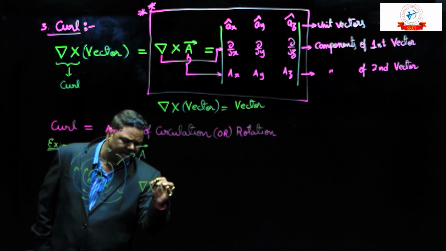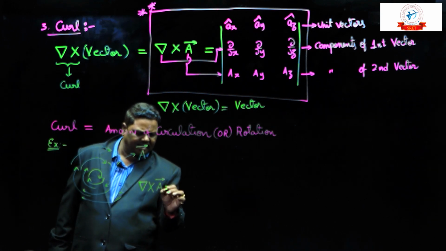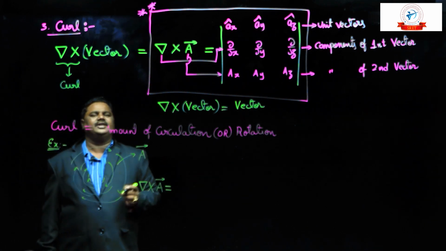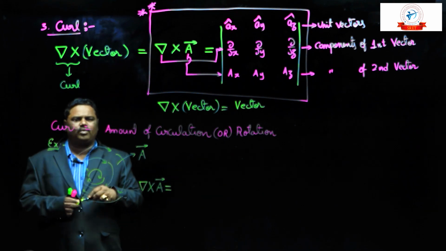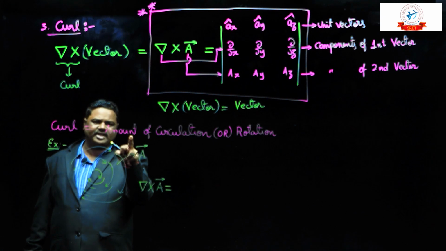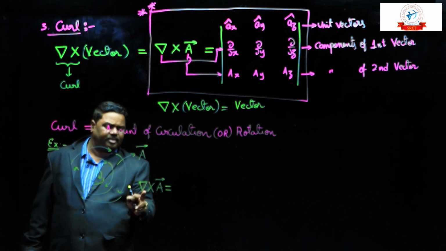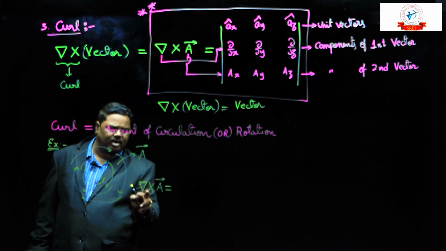Curl of A bar. Now, I would like to know whether the curl of A bar value is zero or non-zero. Just see here, what does the curl operation find? The curl operation finds the amount of circulation or rotation. So, we have applied the curl operation on A bar, which means we are finding the amount of rotation or circulation in A bar.